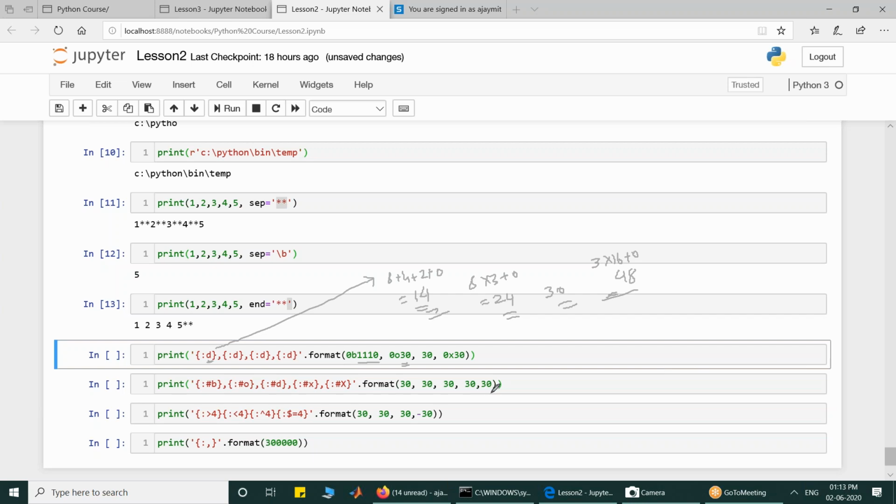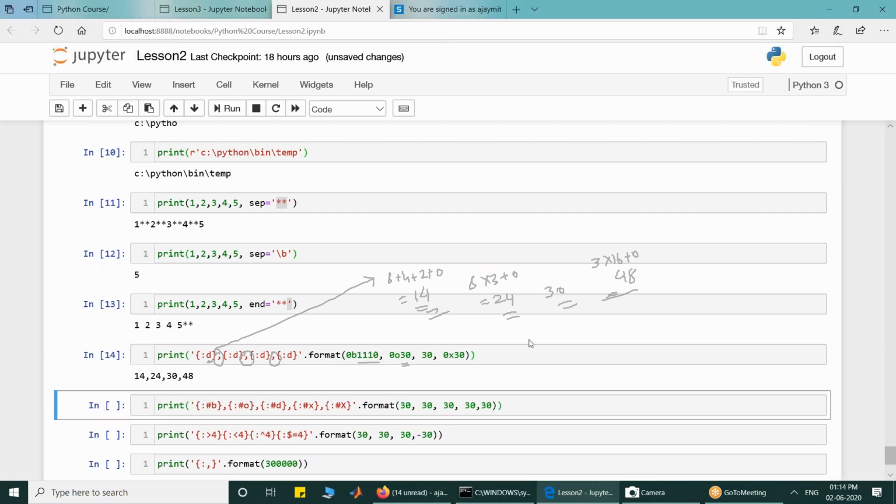Have I written any comma? Yes, these commas will also come. Because I have written commas, if I execute it, you have 14, 24, 30, 48. If you look at it, commas are there. So you have skipped commas in the output. Commas have to be written. The replacement fields substitute the values, and the rest of the characters will come as they are.